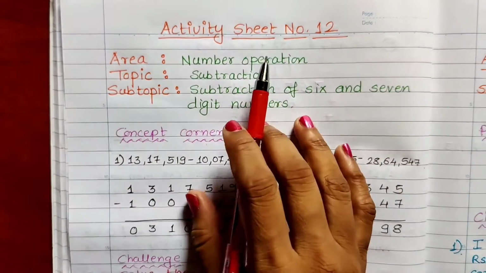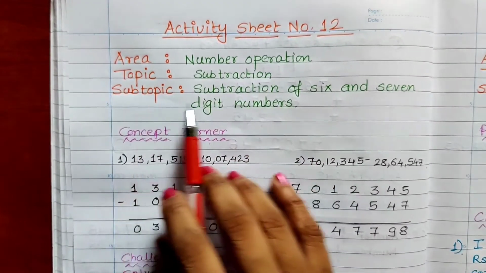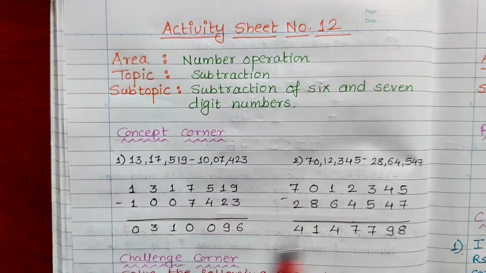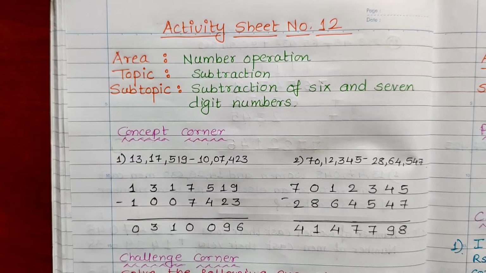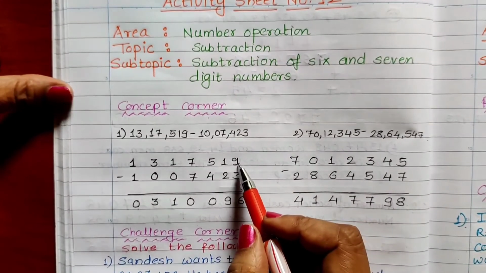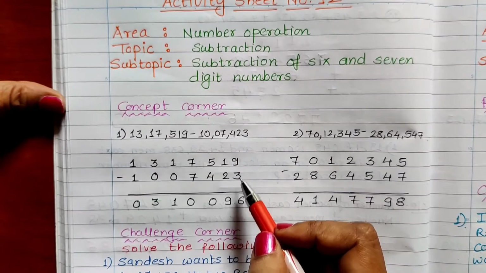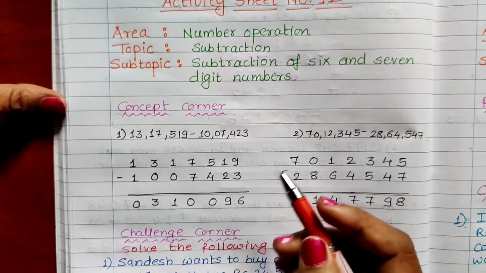So this is my activity sheet number 12, area, number operation, topic subtraction, subtopic subtraction of 6 and 7 digit numbers. In concept corner we have these two solved examples. Only the borrowed numbers are not shown here, so that we will have to write. So 9 minus 3, 6 is there. Upper number is 9, which is bigger than this lower number. So we can directly write the answer. 9 minus 3 is 6.